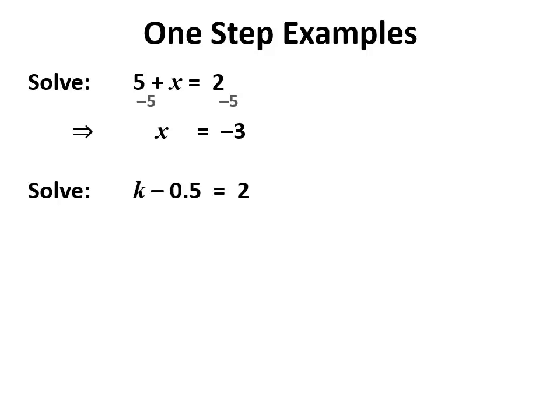Let's do another one. K minus 0.5 is equal to 2. Well, I want to know what k is. I add 0.5 to both sides of the equation. That gets rid of it on the left, and I'm left with k, and the right is 2 plus 0.5, which is 2.5.